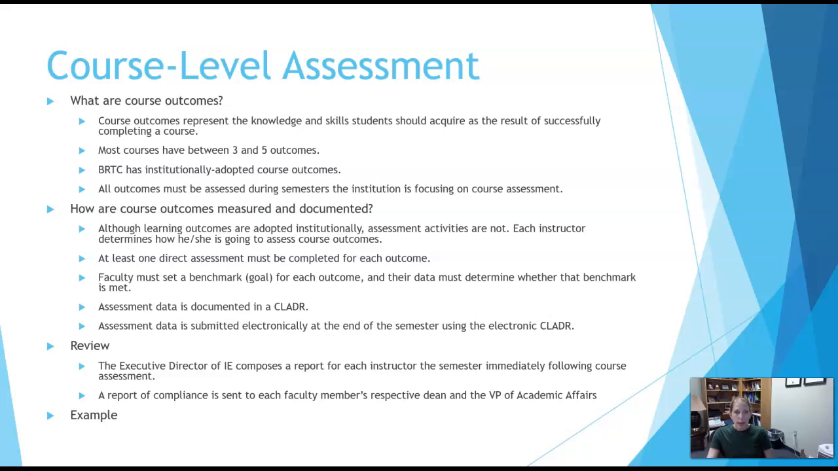So how are course outcomes measured and documented? Although learning outcomes are adopted institutionally, assessment activities are not. So each instructor can determine how he or she is going to assess course outcomes. Now, for concurrent instructors, you need to do this in consultation or collaboration with your faculty mentor. You need to identify at least one direct assessment to complete for each outcome.